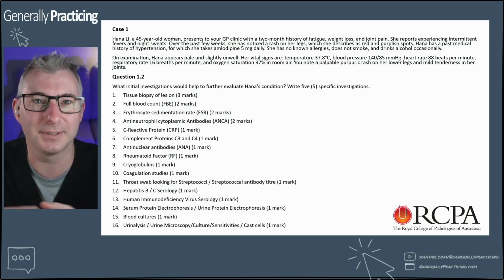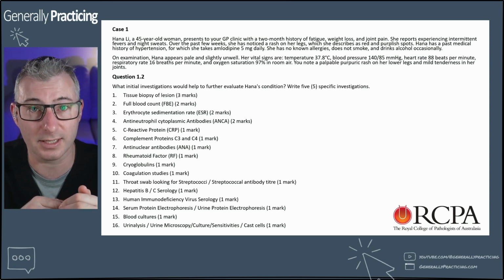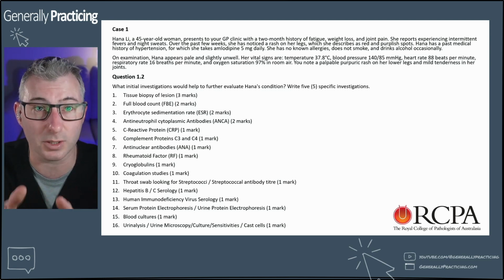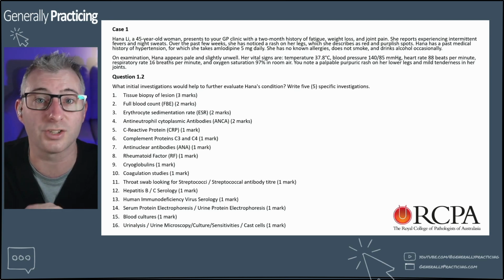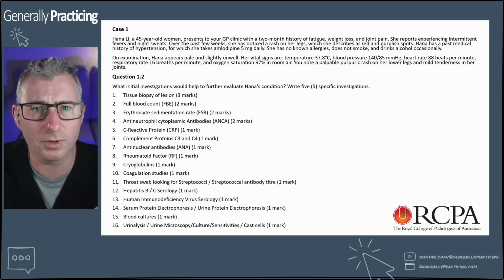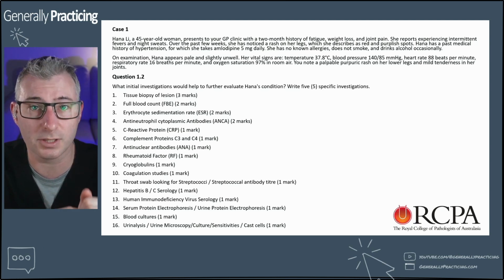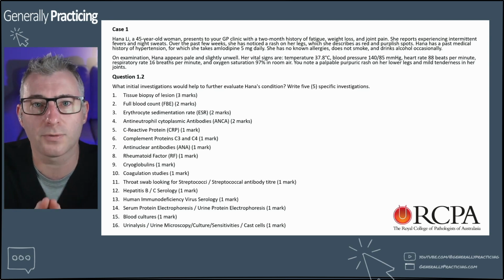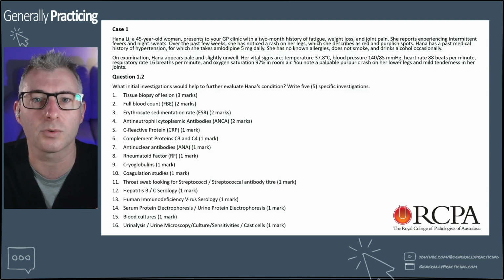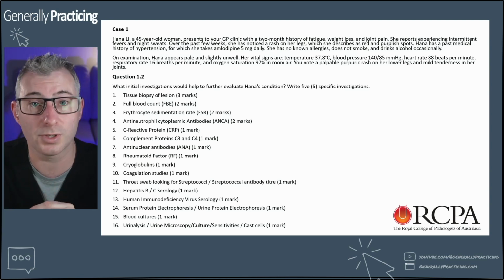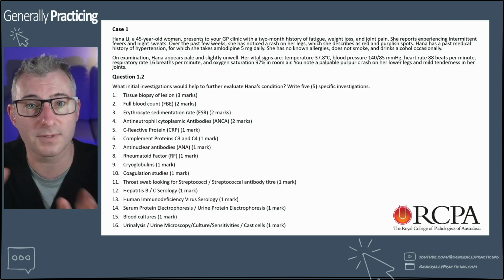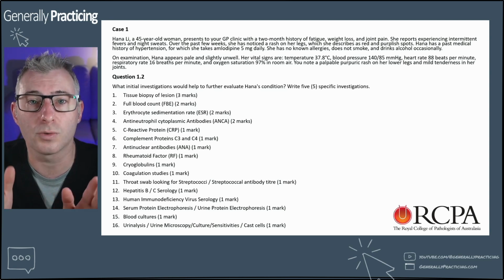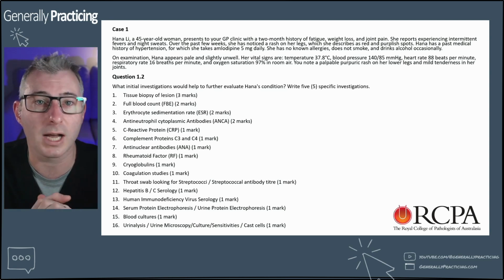Rheumatoid factor as well. Cryoglobulins, coagulation studies, and throat swab looking for streptococci or streptococcal antibody titers, as long as you're acknowledging that risk of streptococcus being the initiating factor. Hepatitis B or C serology, human immunodeficiency virus serology, remembering seroconversion syndrome can do all kinds of weird and wonderful things, and your serum protein electrophoresis or urine protein electrophoresis, again looking for your hematological malignancies. Blood cultures, if we are thinking this could be along that kind of septicemia type picture, and of course, infective endocarditis, and your urinalysis or urine microscopy culture sensitivities, looking for cast cells.